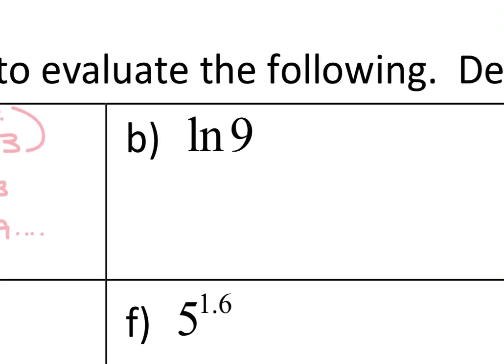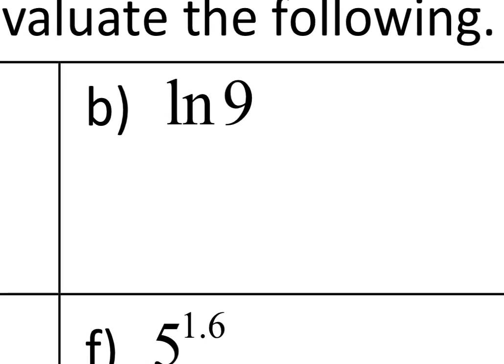The button immediately below the common log button is ln, or the natural logarithm. And that works the same way in your calculator. You find the ln button, it gives you automatically the open parentheses, and then you just type 9 and hit enter. And when you do that, you should get something.